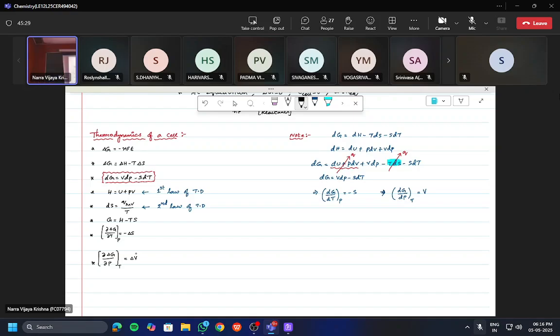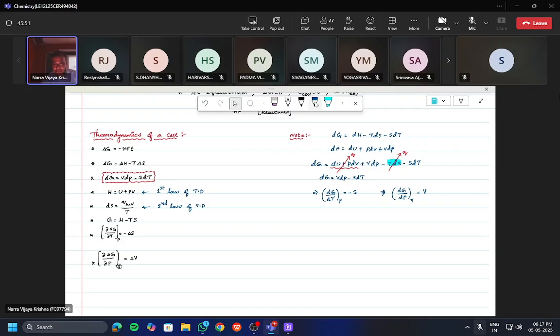Define entropy. Bring that minus to this side. Then it is a decrease. Correct? So decrease in Gibbs free energy per unit change in temperature at constant pressure is called entropy. Clear? Any questions in it?